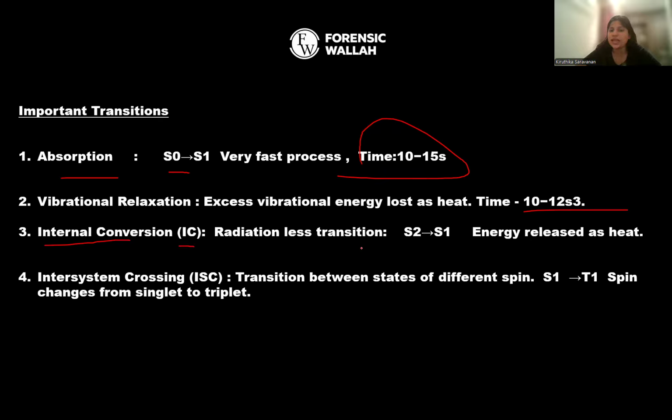Okay. And now coming to internal conversion, that is IC. Okay. So here the radiationless transition is happening, that is S2 is coming back to S1. So here energy is released in the form of heat as well.